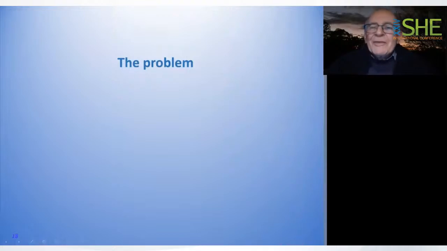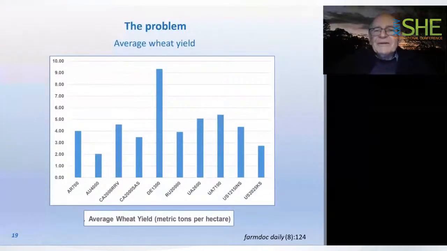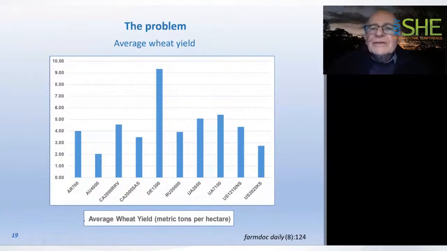So the problem, I'd like to illustrate it with this graphic. This is a table from a publication called Farm Doc Daily. It's a US publication that refers to growth of crops around the world. This is a graphic that shows wheat yield per annum for 10 locations in Argentina, Australia, Germany, the United States, Russia, and the Ukraine. Now have a look at this.